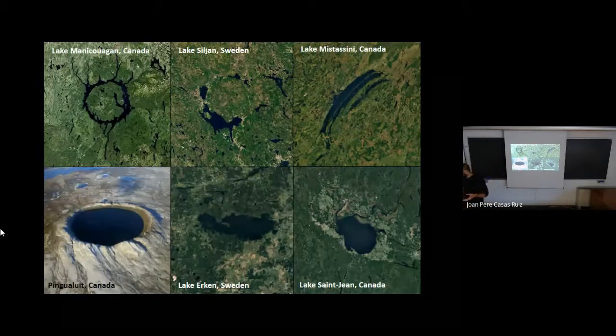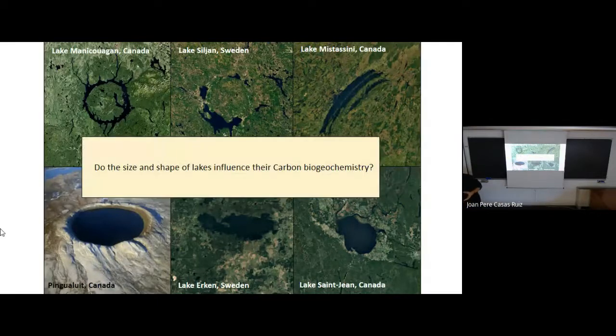This caught my attention, and I wondered whether this was relevant in terms of carbon. Does the size and the shape matter in terms of the carbon biogeochemistry of these systems? This is basically the question I had there: does the size and shape influence how much carbon we're going to find in these lakes?